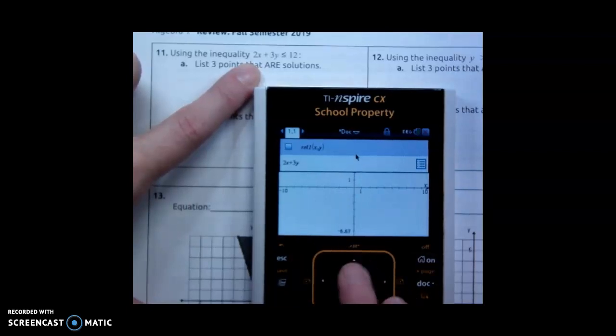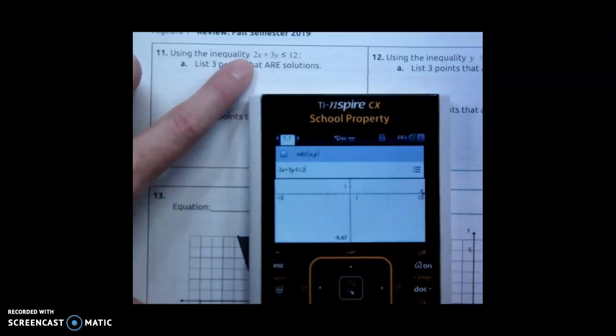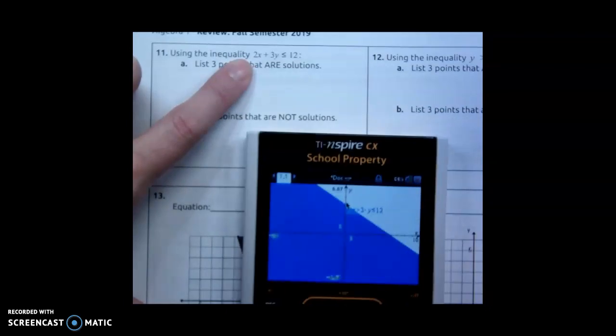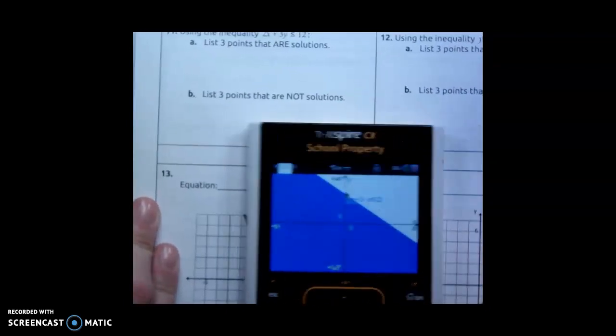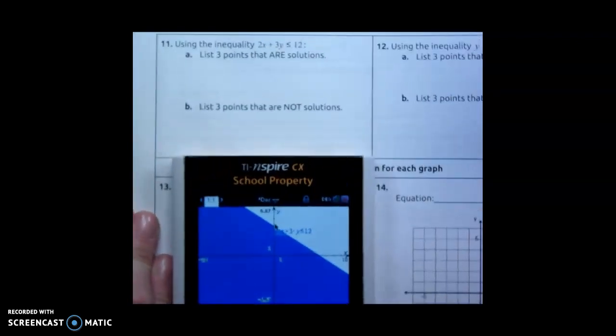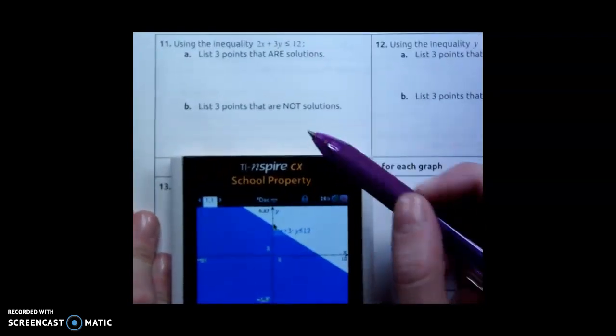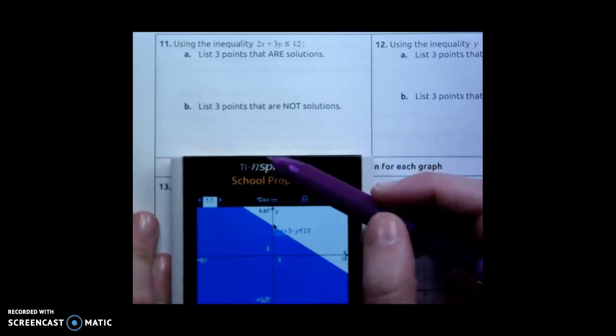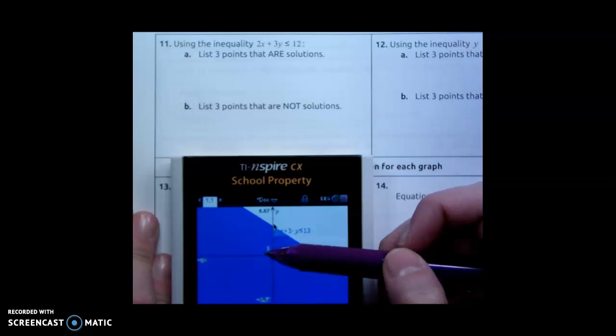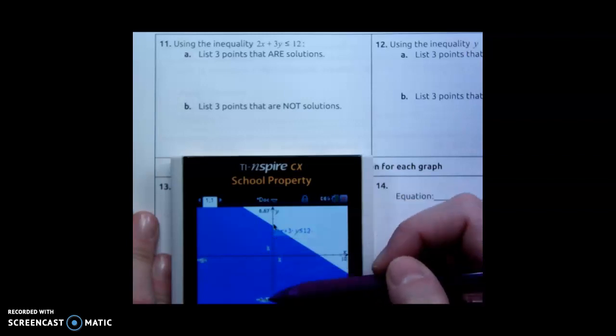Mine is wanting to be, there we go. So try that again. Control equals, the symbol less than or equal to, there we go. And then 12. Calculator's being picky today. So you can see what it looks like. We're not trying to graph it. We are simply trying to list points that are either in the solution or are not in the solutions. So I'm going to list 3, but just know that there are an infinite number of correct answers.